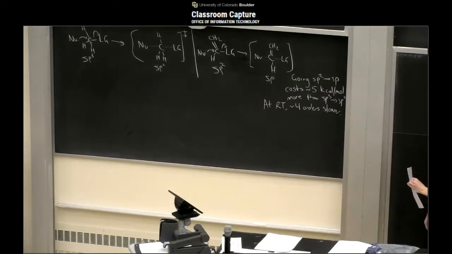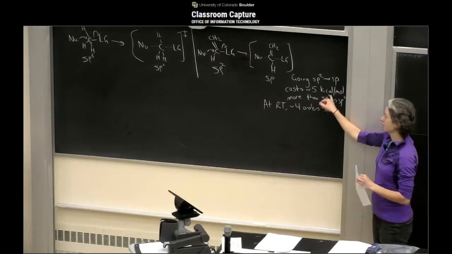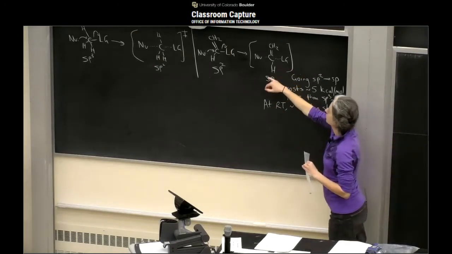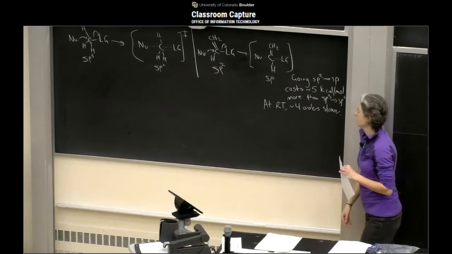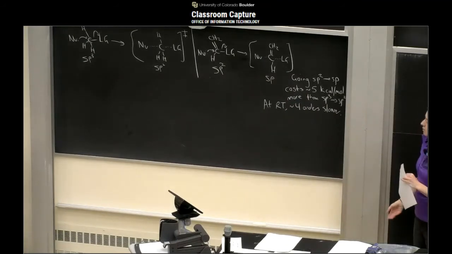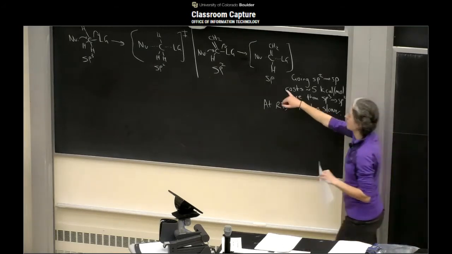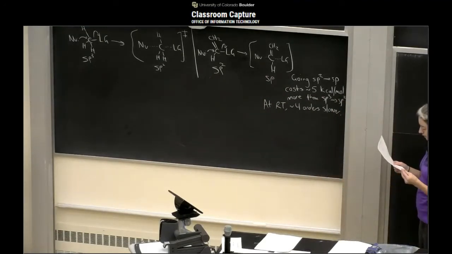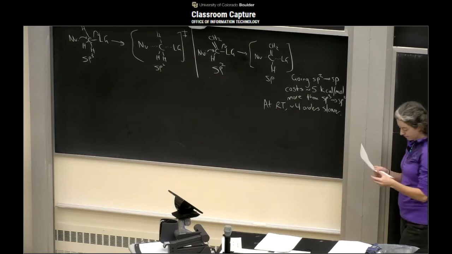Okay, so I'm not sure exactly where that additional cost is coming from, if it's just poorer bonding to the leaving group or exactly what's going on, but it does turn out to be quite a bit trickier to go to an sp hybridized carbon rather than to an sp2. Okay. So questions about that part? Okay, cool.